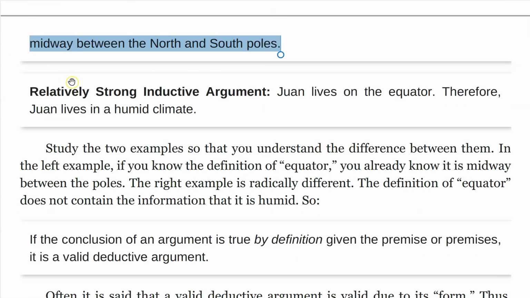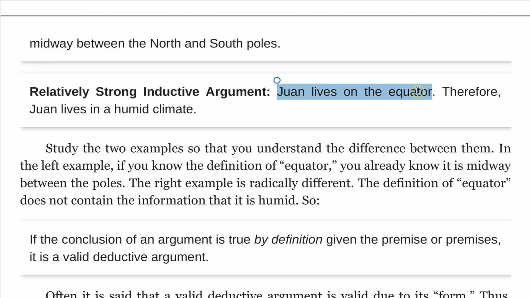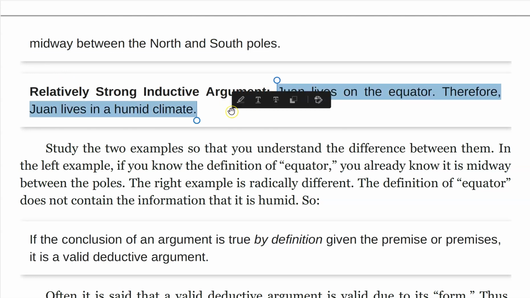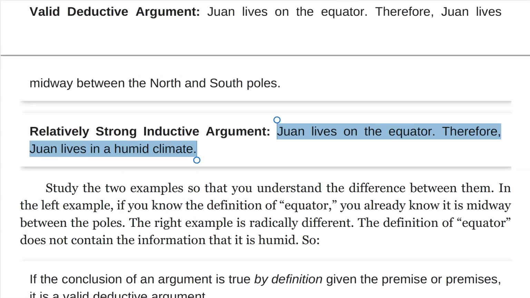All right, so now on to our relatively strong inductive argument. Juan lives on the equator, therefore Juan lives in a humid climate, right? So let's look at these examples a bit further, the difference between them. It says the left example, but that's because this is meant to be printed. In the top example, if you know the definition of equator, you already know it's midway between the poles. Nothing new, nothing interesting.